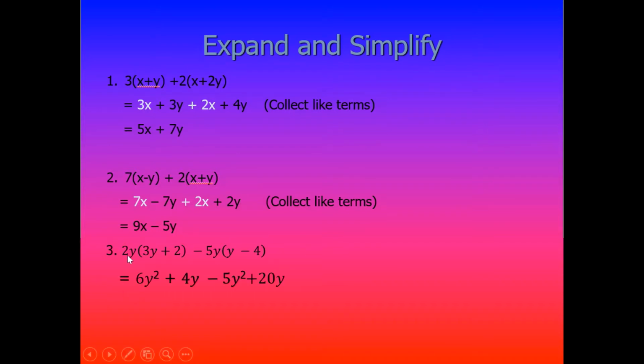So if I'm expanding that, 2 times 3 is 6, so 6y times y is y squared, so 6y squared plus 4y minus 5y squared, and then negative 5 times negative 4 is positive 20y. So just be careful with this one. Two negatives multiplies to a positive, and then you collect like terms. So 6y squared and minus 5y squared are like terms because they're same variables with same power, and 6 take away 5 is 1, so you're left with y squared, and then 4y plus 20y is 24y.